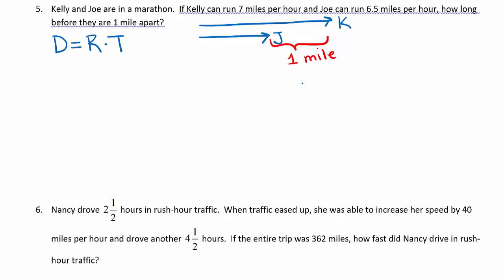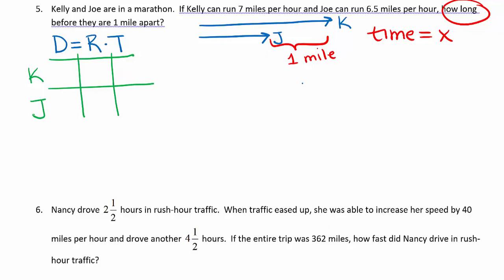So first of all, what are we even solving for in this problem? How long before they're 1 mile apart means I'm solving for time. So my unknown is the time. I might call that x. Feel free to use t if that makes more sense to you.